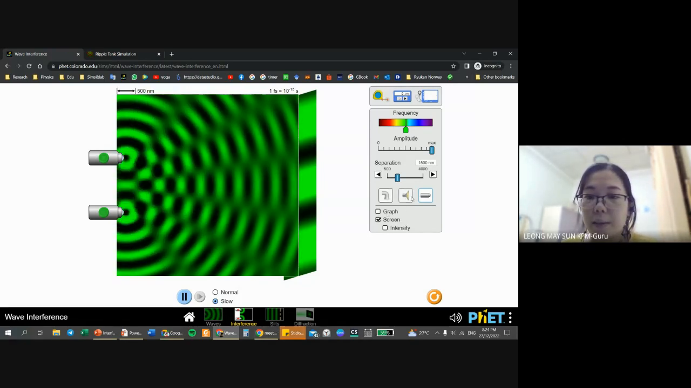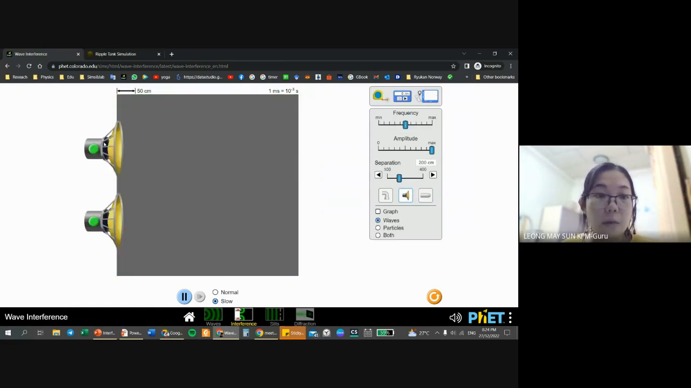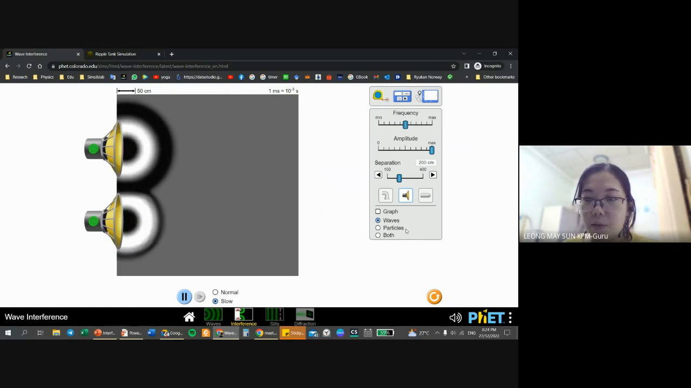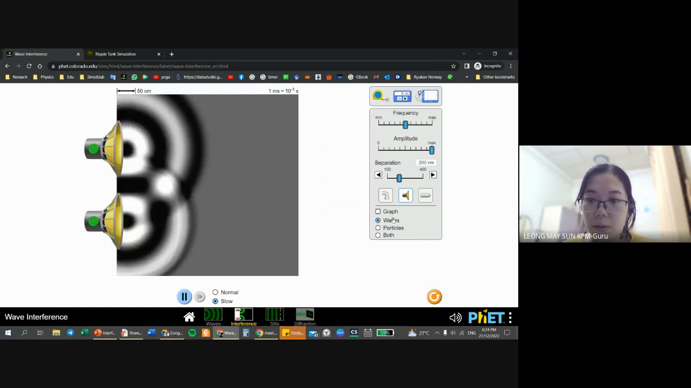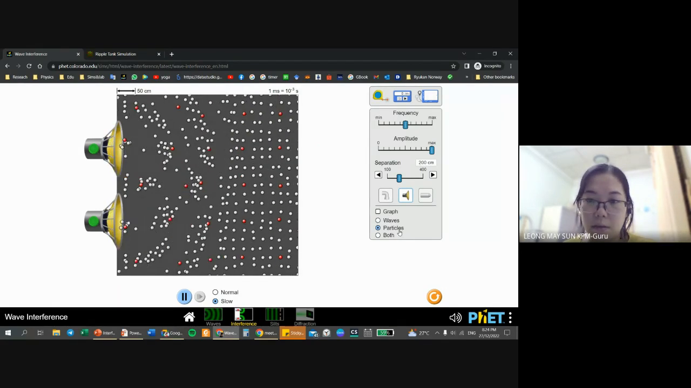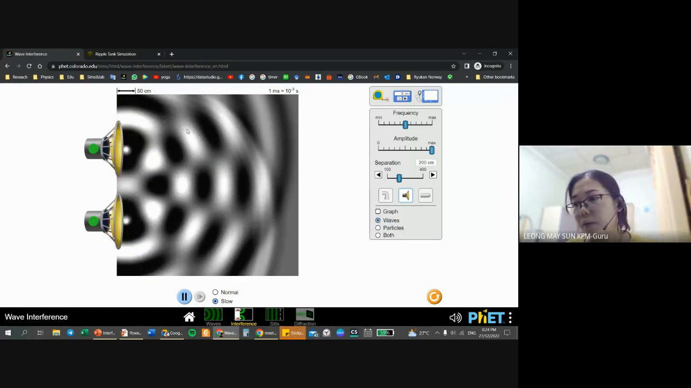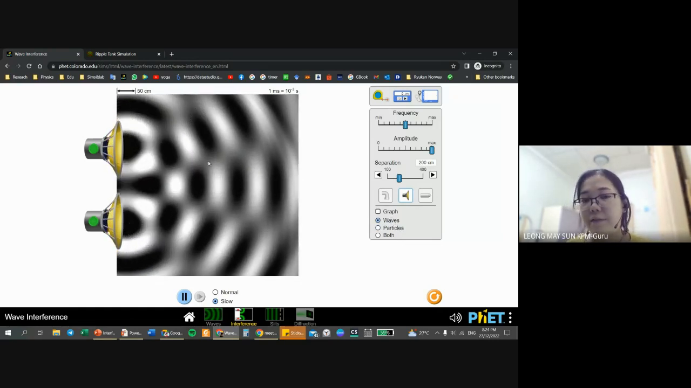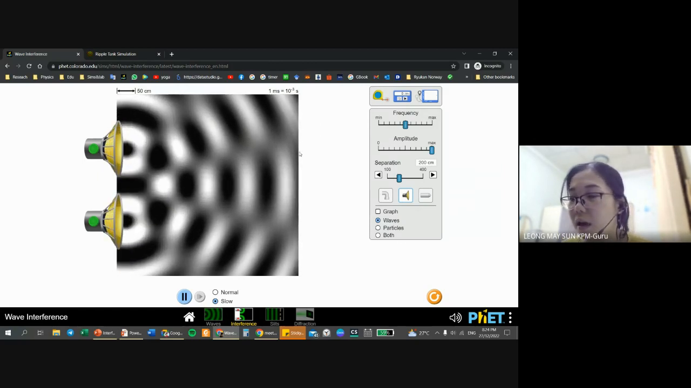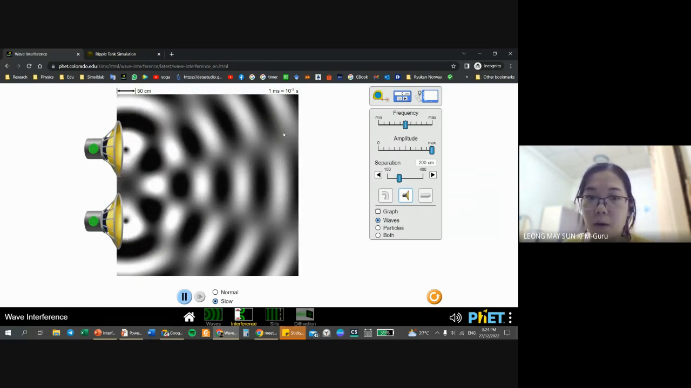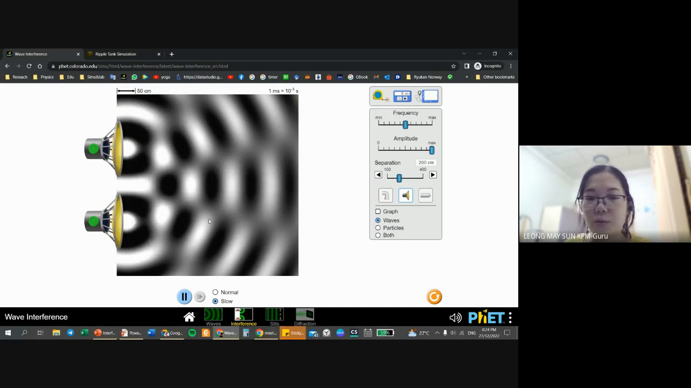So in the case of sound waves, what will happen over here? I'm not going to show the graph. Let's see the particles. In the case of sound waves, there is also destructive and constructive interference happening. I keep mentioning constructive and destructive.